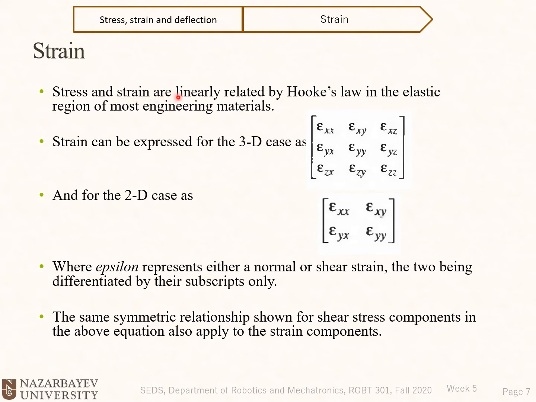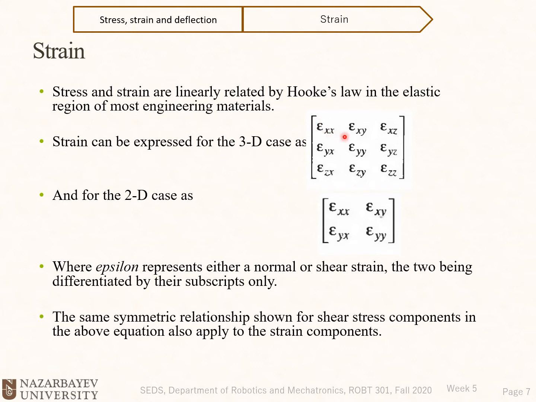Stress and strain are linearly related by Hooke's law in the elastic region of most engineering materials. Before, we had a formula for the tensile stress test only, that sigma x was equal to E epsilon x. But that Hooke's law could be expanded for 3D cases and for a stress and a strain tensor. A strain can be expressed for the 3D case as a matrix.